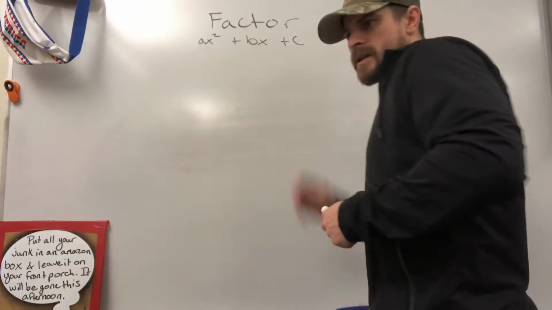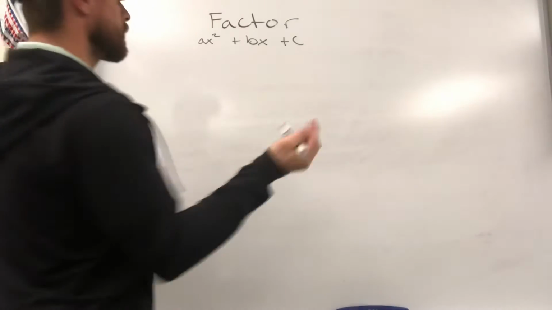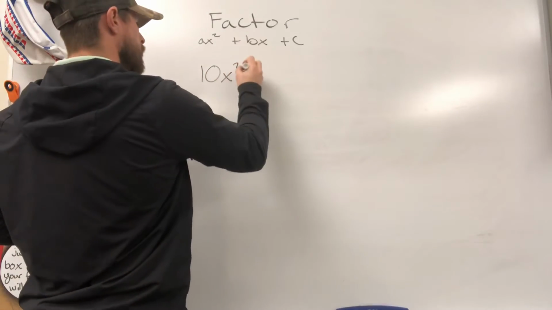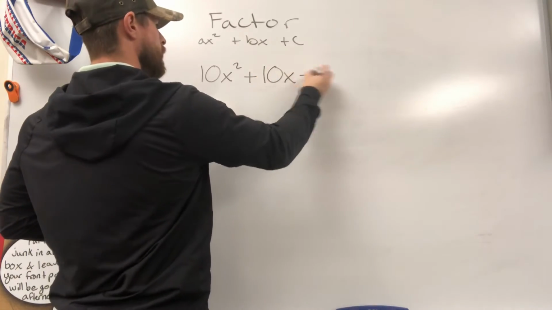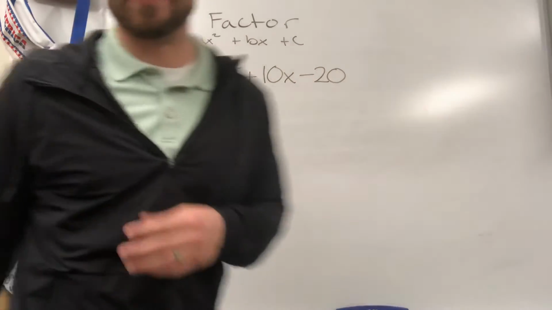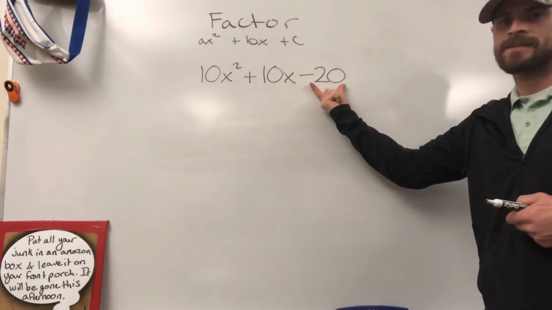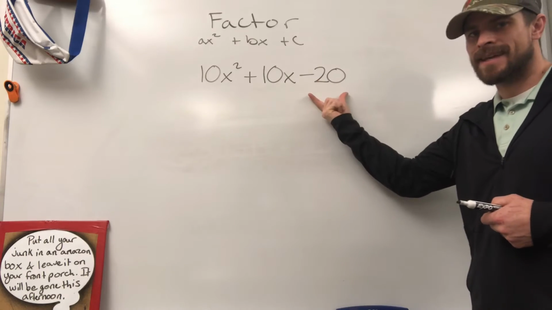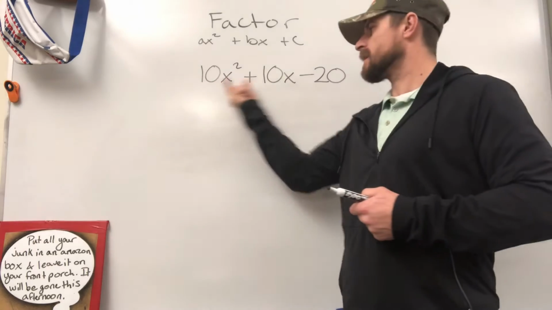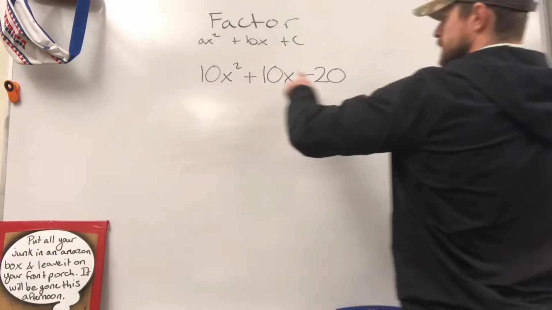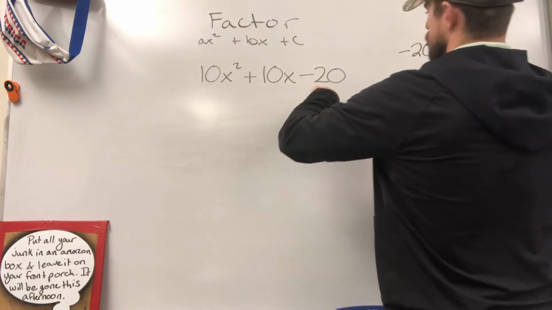So this next one, I have it written down somewhere. 10x squared plus 10x minus 20. Okay, so in this scenario, what we have is a positive b term, and a negative c term. So when c is negative, we're going to multiply a times c here, 10 times negative 20, negative 200.